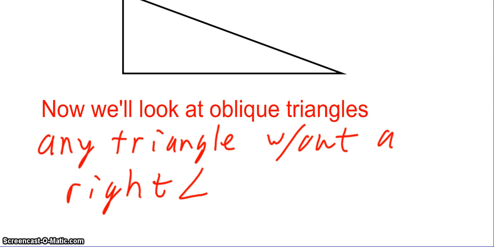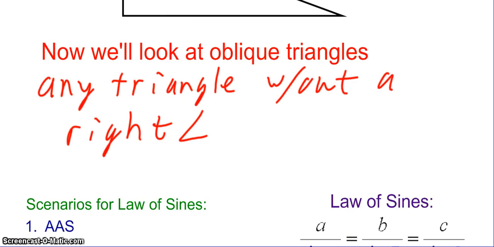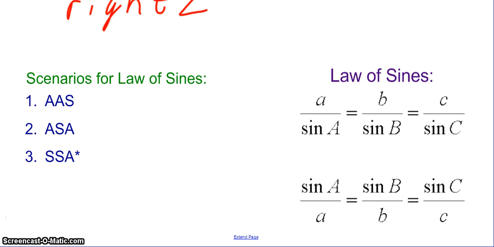So one of the methods to solve oblique triangles is with the law of sines. And now there are three different scenarios in which we can use the law of sines. If we have angle, angle, side, angle, side, angle, or side, side, angle. Side, side, angle is what we call the ambiguous case, and we're going to talk about that one last. But angle, angle, side, and angle, side, angle, we'll look at that first. So what is the law of sines?